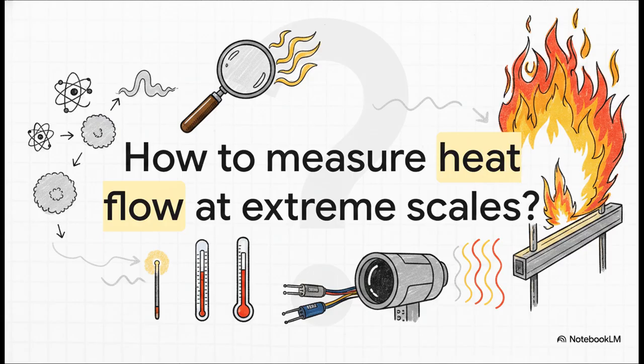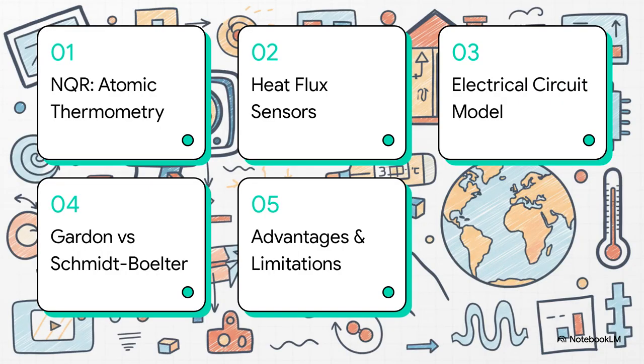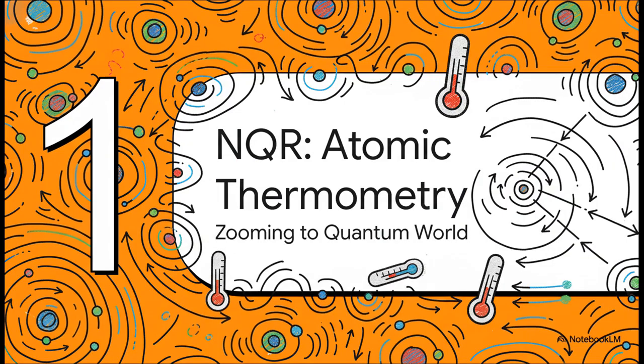Well, it turns out we have an incredibly diverse toolkit of thermal sensors at our disposal. And today, we're taking a journey from the micro to the macro world of thermal engineering. Here is our roadmap for the explainer today. 1. NQR atomic level thermometry. 2. Heat flux sensors explained. 3. The electrical circuit analogy. 4. Gardon versus Schmidt-Bolter. And 5. Advantages and limitations. Let's kick things off with section 1.